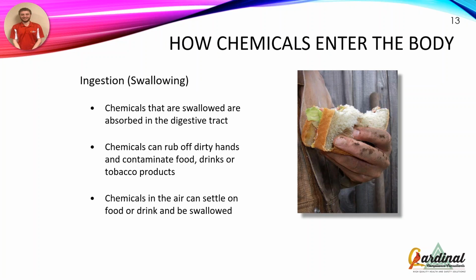A little bit more about ingestion. This is definitely one of the most common ones. And as you can see by that picture that we have up here, you can pretty much figure out why. Unfortunately, when a lot of people are working outside or working within a plant or something, they don't like to wash their hands. And unfortunately, then they go out to lunch, they grab their water bottle, they go out to smoke, they throw in some chewing tobacco, whatever it might be, well, they're ingesting it. They're ingesting that chemical at that point. So just remember, chemicals can rub off your dirty hands and contaminate your food, drinks, or tobacco products.